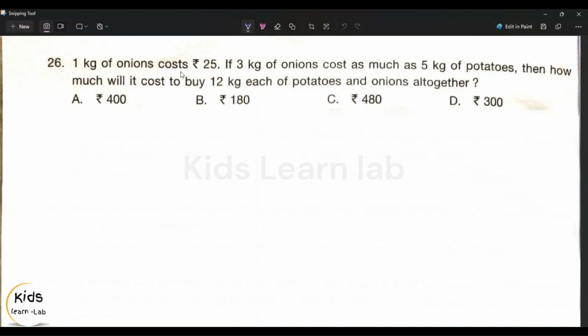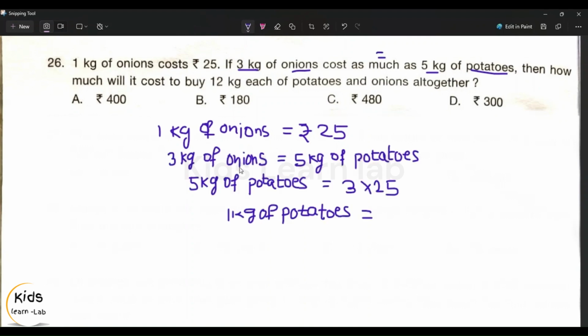26th question. 1 kg of onion costs rupees 25. If 3 kg of onions cost as much as 5 kg of potatoes, then how much will it cost to buy 12 kg each of potatoes and onions all together? So, 1 kg of onion cost is equal to rupees 25. Here is a clue given. 3 kg of onions is equal to 5 kg of potatoes. As much as is nothing but equal to, children. So 3 kg of onions is equal to 5 kg of potatoes.